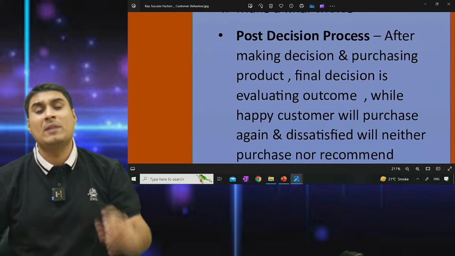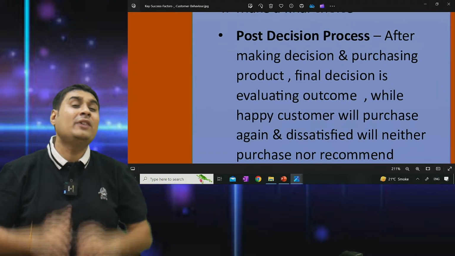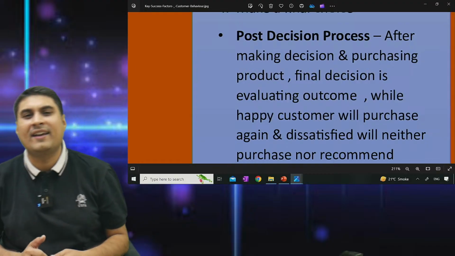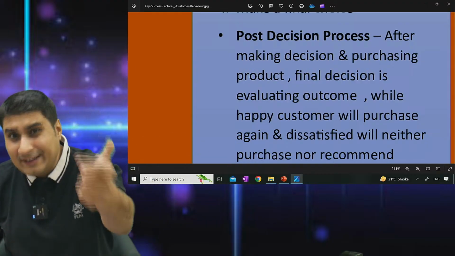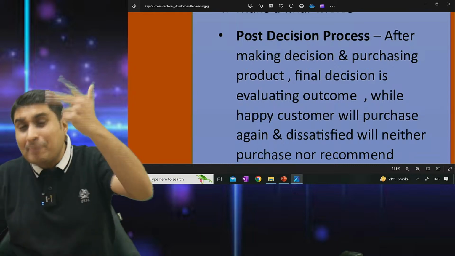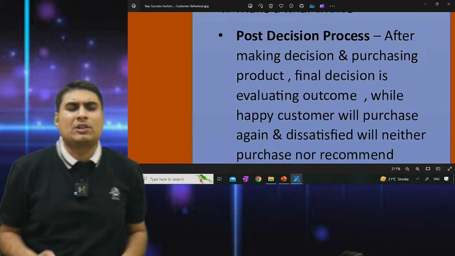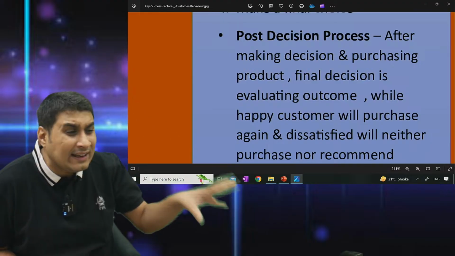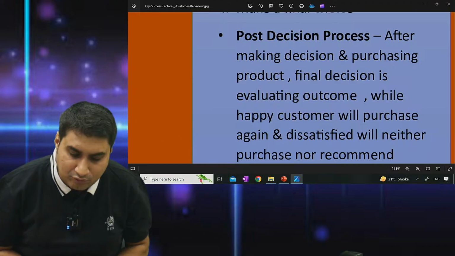Last, post decision making. After making a decision, you will evaluate your decision after 1 year, 1 month. If you are very happy, you will recommend it to others and buy that brand again. Apple is good, Samsung is good. If you are dissatisfied, you will tell everyone, in anything in life, don't buy this one, don't buy this one. I hope you are clear.